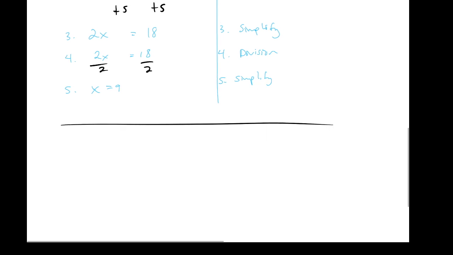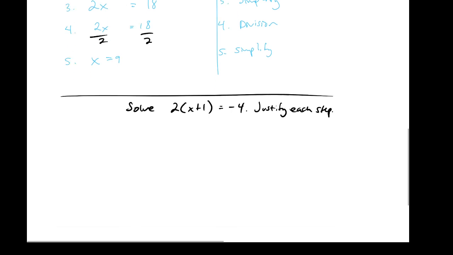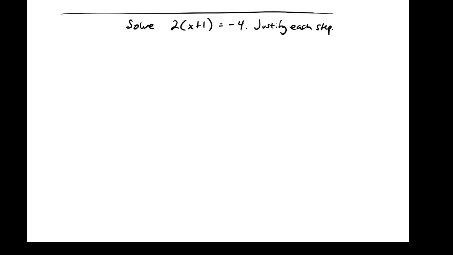Okay? So let's do another one. We're going to solve 2 times the quantity x plus 1 equal to negative 4, and we're going to justify each step. Same deal, 2 columns. Column on the left is called statements. Column on the right is called reasons. We're going to restate our problem, 2 times the quantity x plus 1 equal to negative 4, and that is going to be our given.